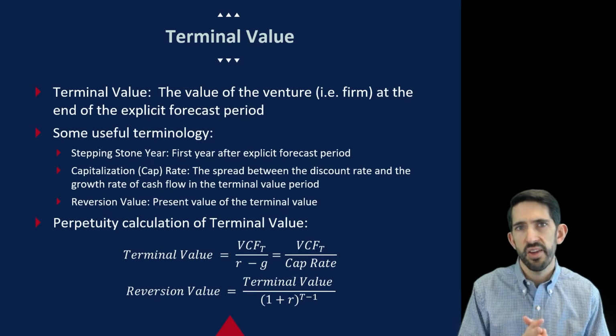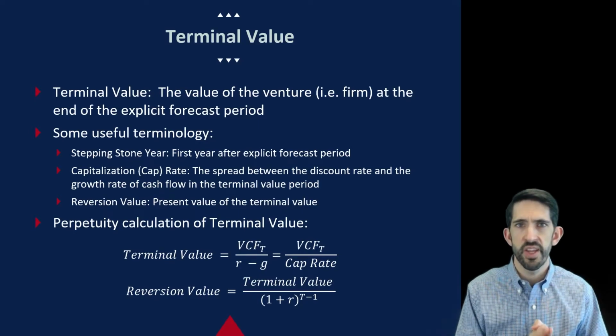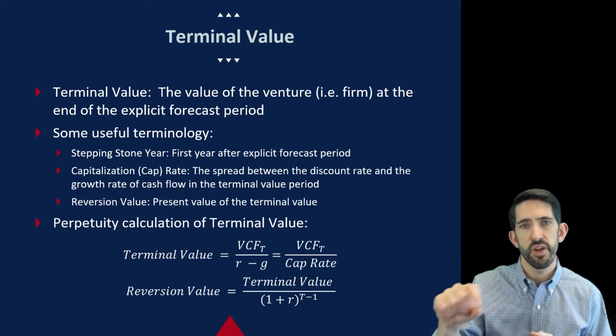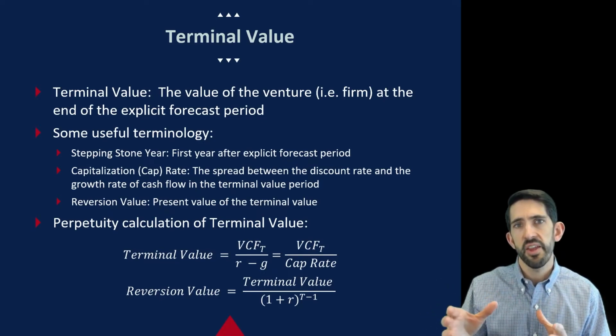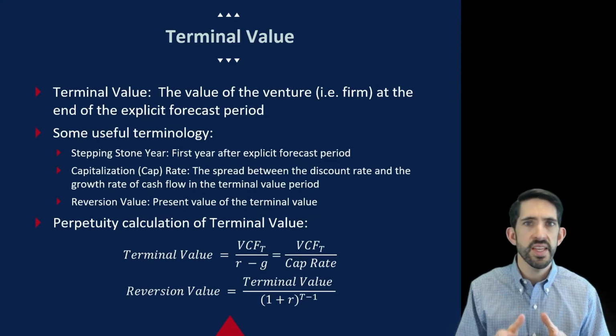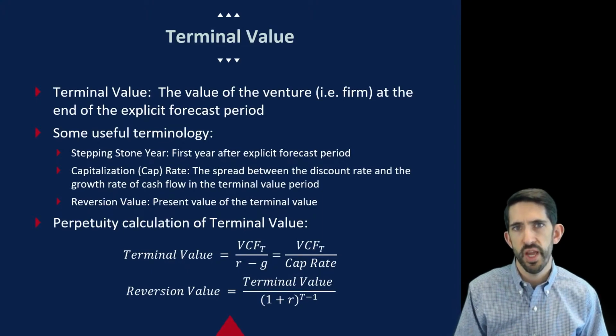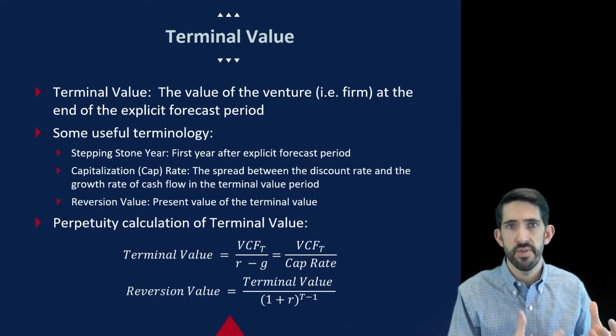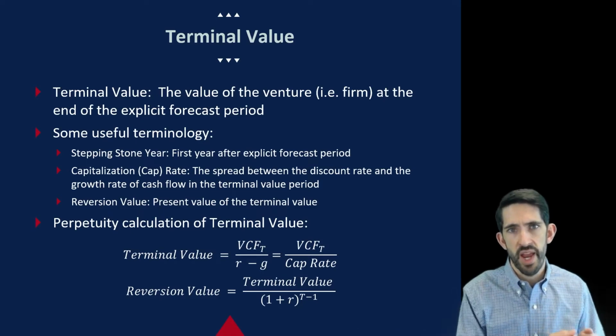Now, when we do that calculation, you can see it on the slide here, the actual calculation is that cash flow in the stepping stone year divided by R minus G. That calculation gives us the present value as of the last explicit year in our forecast. So to get that back to time zero value, to today's value, we have to discount it back. And that's what we're going to call the reversion value.